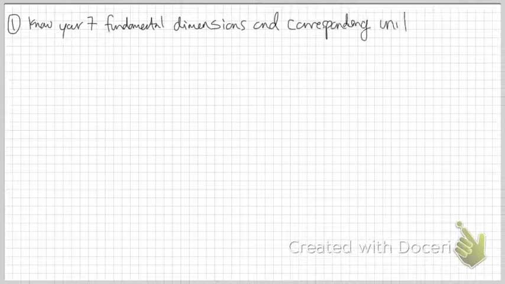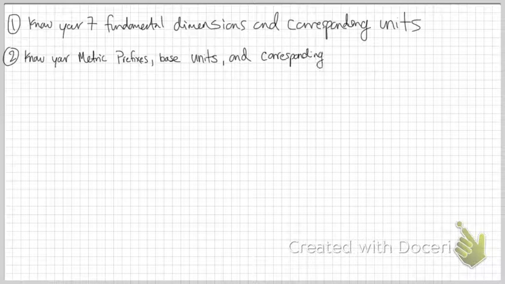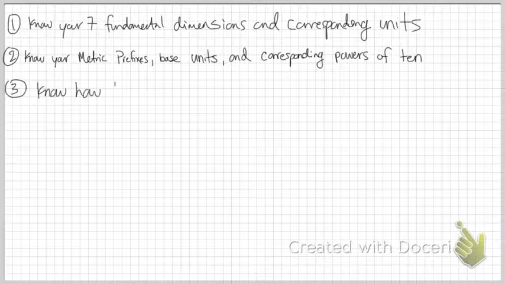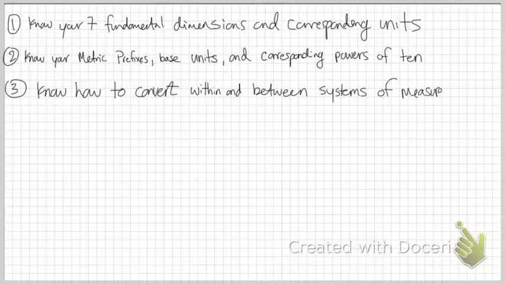their corresponding units. Okay, we need to be aware of our metric prefixes, what powers they are associated with. So kilo is 10 to the third or 1,000 meters, and know which base units correspond to which dimension. So I need, especially in the first semester, to know that my meters, kilograms, and seconds are my base units, and what the prefixes are, and how to convert to different powers or prefixes within the metric system. Know how to convert within and between systems of measurements. So you don't need to memorize conversion factors, but you do need to be able to go between imperial and metric system, for example, like we did with that last one of meters to inches.